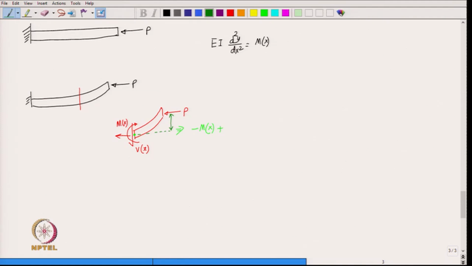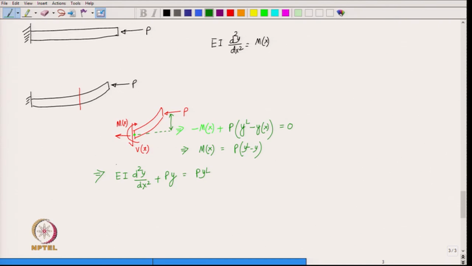So, that is y of L minus y of x. So, we have minus M of x plus P into y of L minus y of x, and that is equal to 0. So, this implies M of x is equal to P into y L minus y. So, finally, we can substitute that in our equation, and we have E I d2y by dx2 plus P times y is equal to P into y of L.